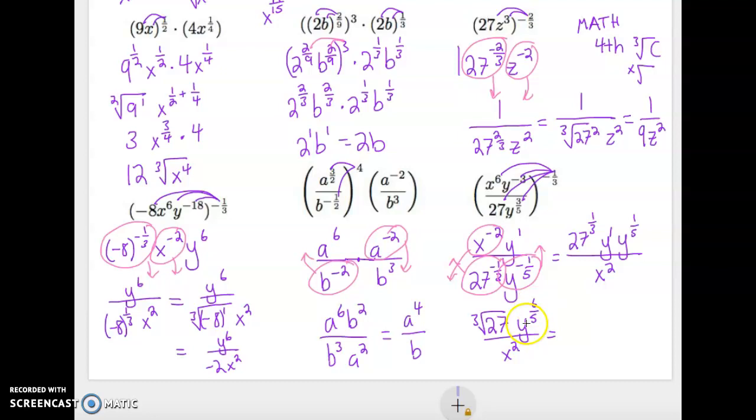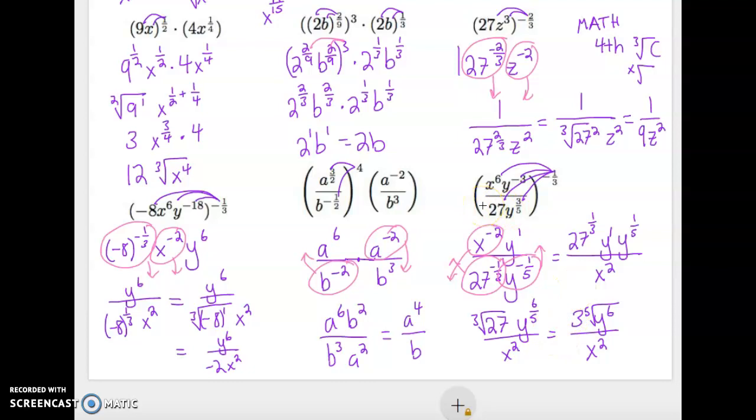All right, last step. You can actually take the cube root of 27, you get the number 3. We can rewrite our y to the 6/5 in radical form, so y to the 6, but it's underneath the 5th root. And then you still have an x squared in the denominator, and that's your final answer.